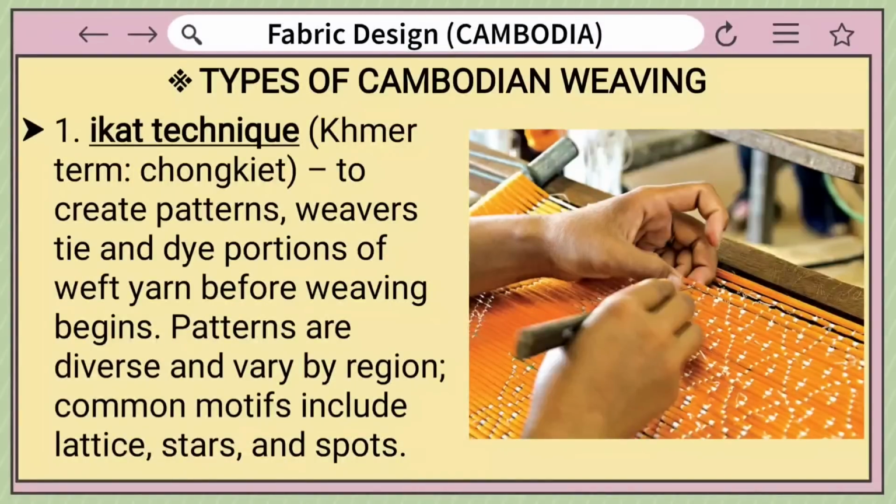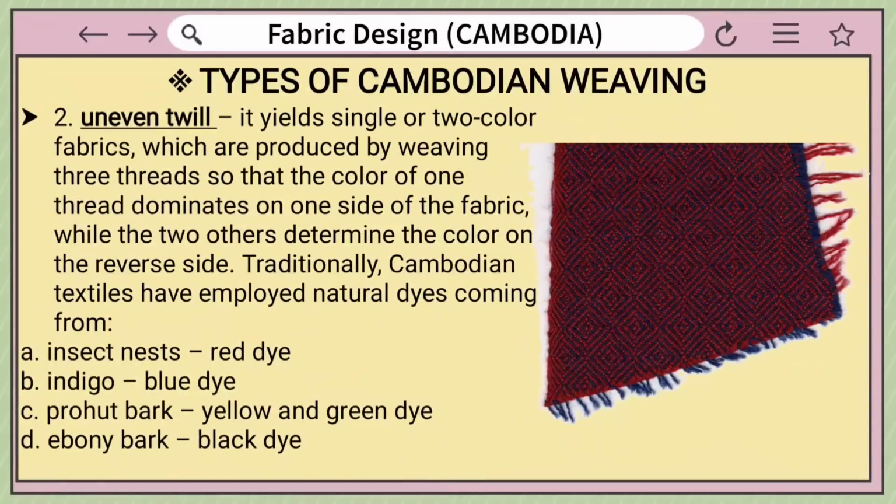To create patterns, weavers tie and dye portions of weft yarn before weaving begins. Patterns are diverse and vary by region. Common motifs include lattice, stars, and spots. Another technique is called uneven twill.